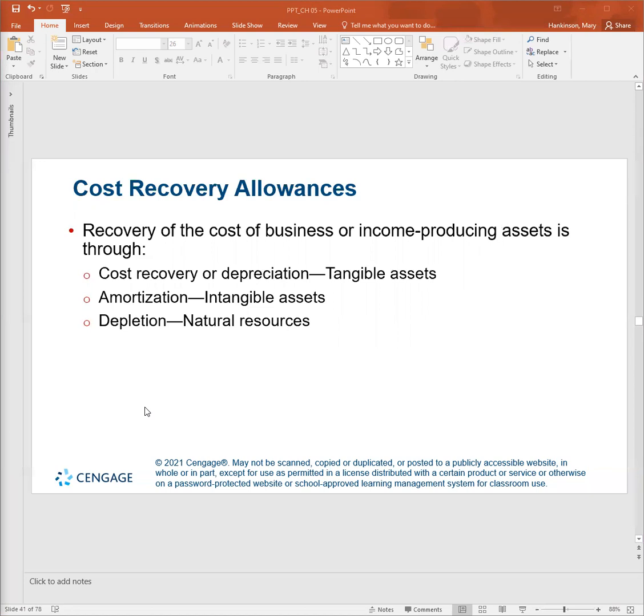Depletion and amortization are discussed briefly later in this chapter, and this section is going to focus on the role and calculation of depreciation for tax purposes. The tax rules for recovering the cost of business assets differ from the financial accounting rules. Historically, depreciation for tax purposes was computed using various financial accounting depreciation methods. However, Congress completely revised the depreciation rules in 1981 by creating the accelerated cost recovery system.